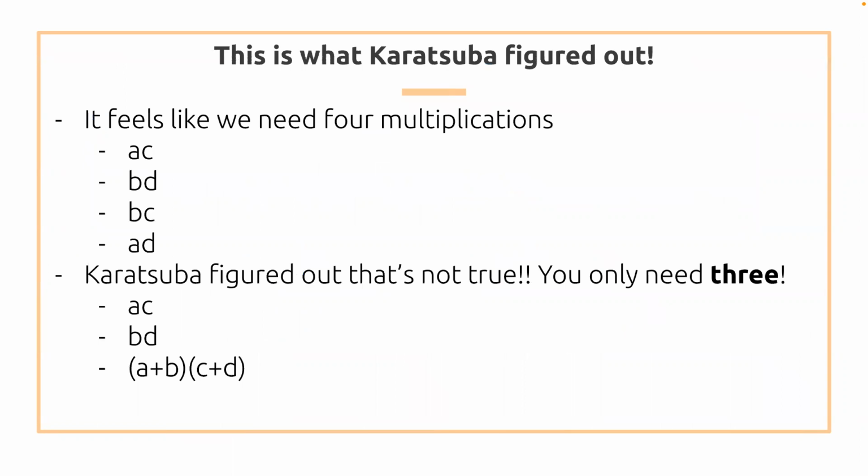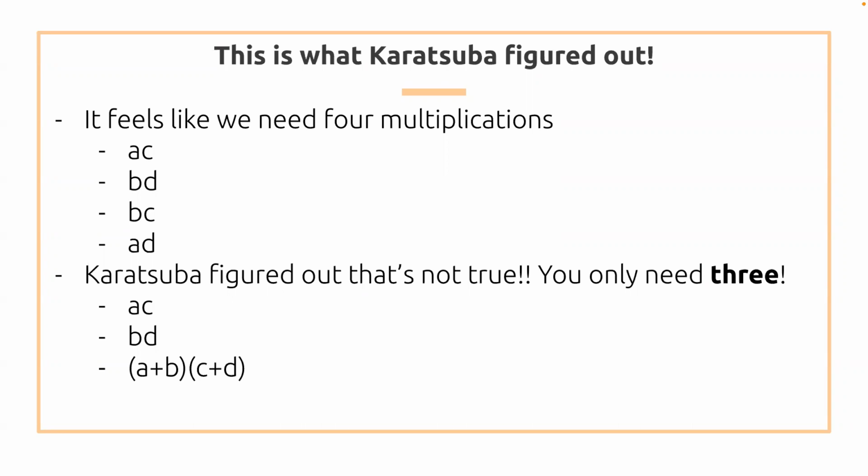All right, so I'll just tell you. It feels like we need 4 multiplications. We need AC, BD, BC, AD. So this is just all the 4 combinations, right? But he actually figured out, he's like, wait, actually, I only need these 3. I need AC and BD. And then what I'm going to do is add A and B, add C and D, and multiply those. And with these 3 multiplications, I can actually get all 4 of these values.